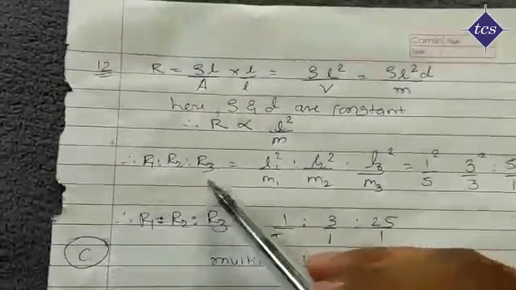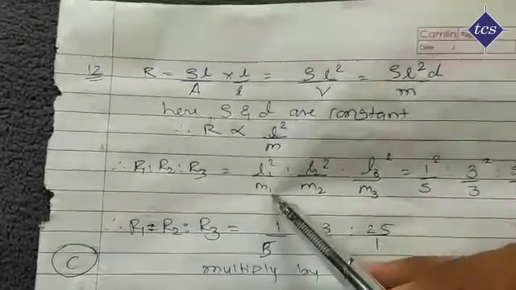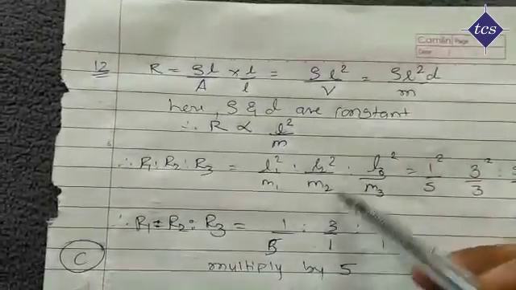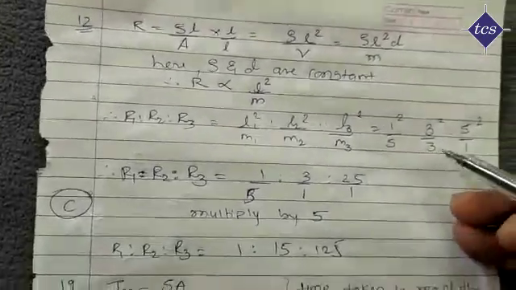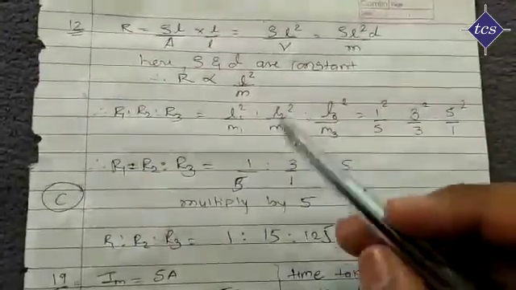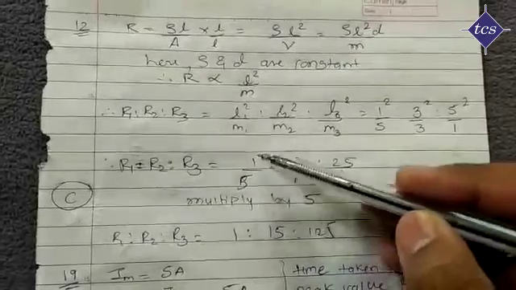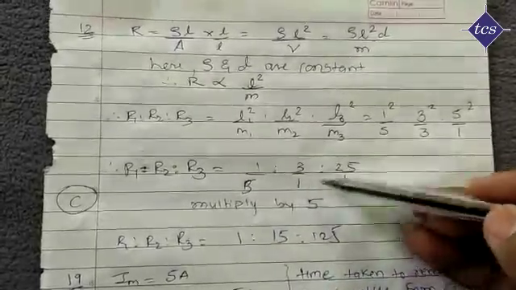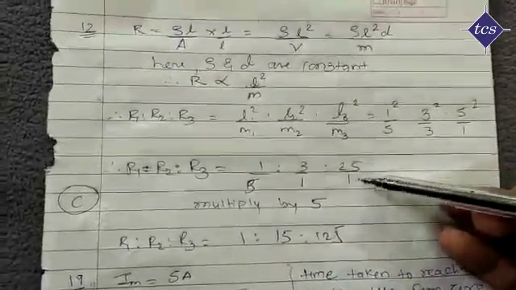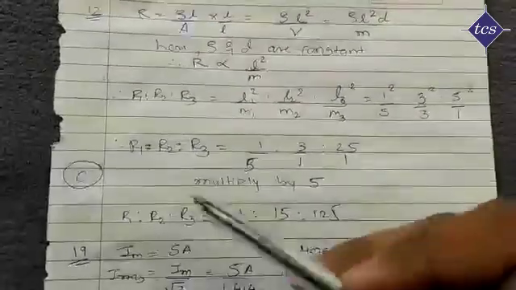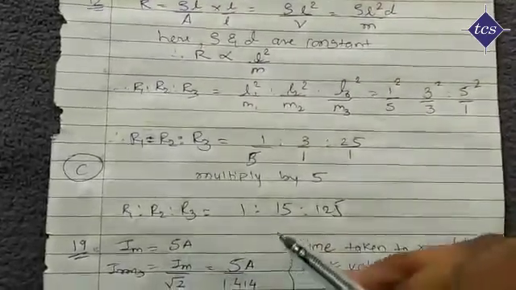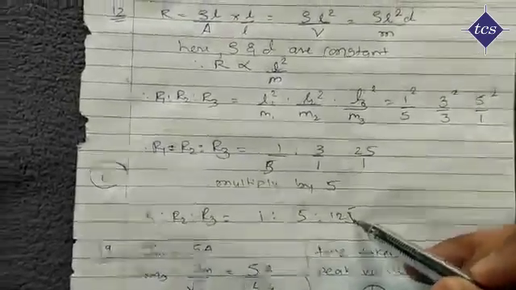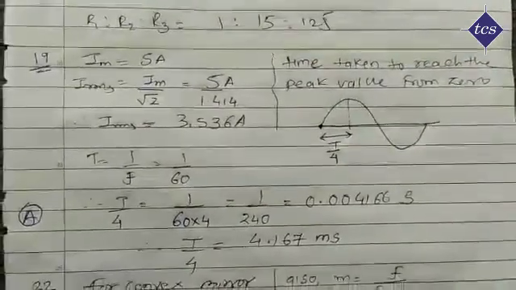So R1 is to R2 is to R3 equals L1 square upon M1 is to L2 square upon M2 is to L3 square upon M3. By substituting all the values, the ratio will be 1 is to 1 by 5 is to 3 by 1 is to 25 by 1. Multiplying by 5 with each term, the ratio of resistance will be R1 is to R2 is to R3 equals 1 is to 15 is to 125. Option number C.